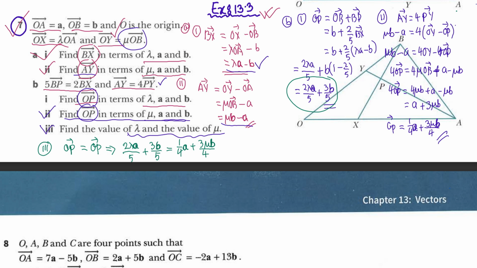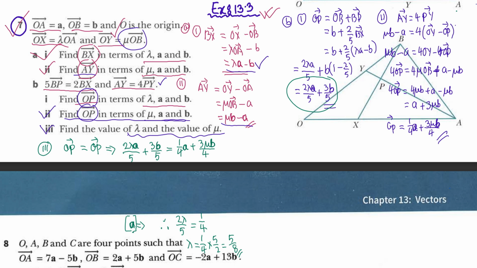Now we are going to equate the coefficient of vector A, because it's a vector equation. Equating the coefficient of vector A from both sides, we get 2 lambda by 5 from the left side, and on the right side the coefficient of A is 1 by 4. From here you can easily find the value of lambda, which is 1 by 4 into 5 over 2, and it gives us 5 over 8. This is our answer for the constant lambda.